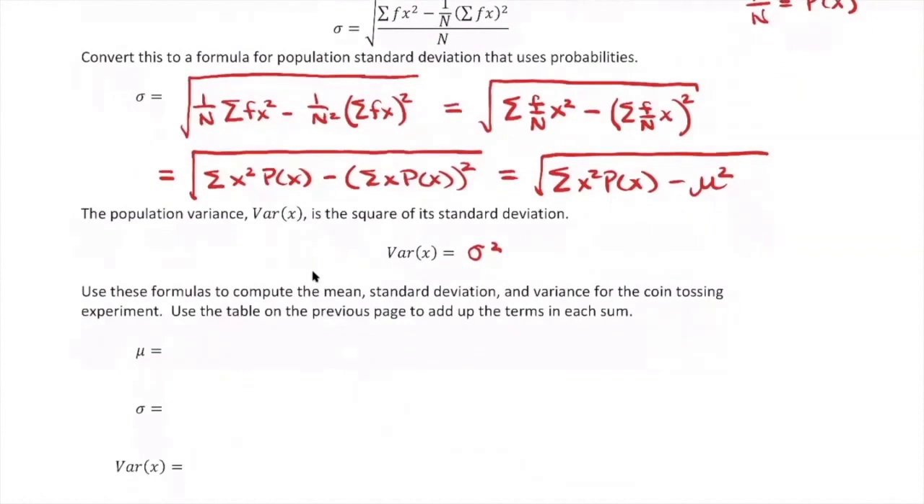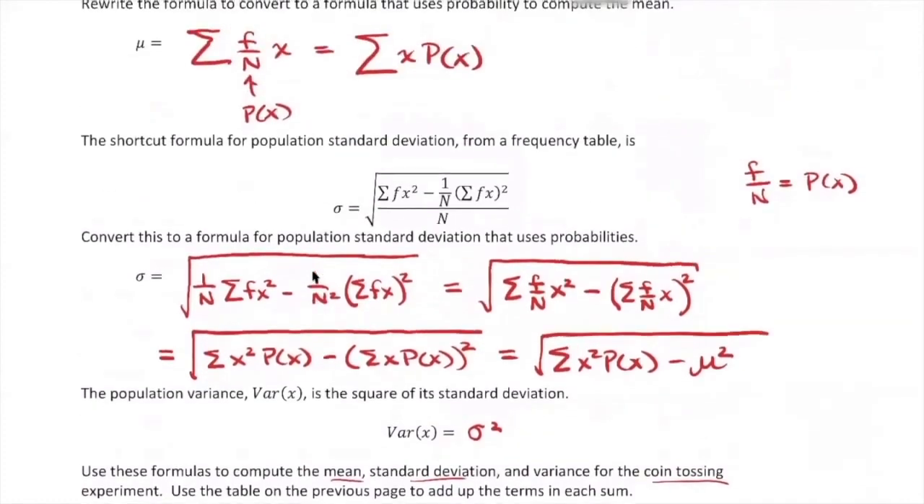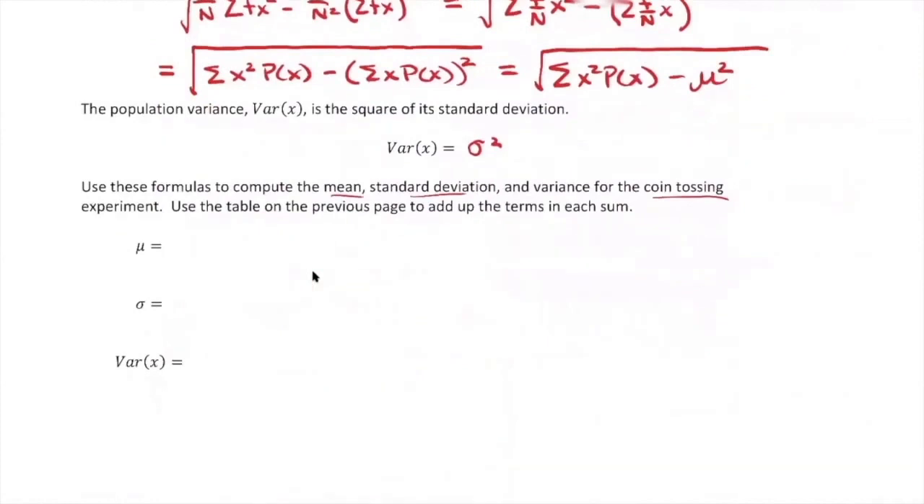Now it's referring us back to the coin tossing experiment. It's asking for the mean and the standard deviation. So I'm just going to real quick remind you, the formulas are here. Okay? I guess I can copy them down here. The mean is going to be the sum of x times p of x, just from above, and the standard deviation, the square root of the sum of x squared p of x minus the mean squared, and the variance is sigma squared.